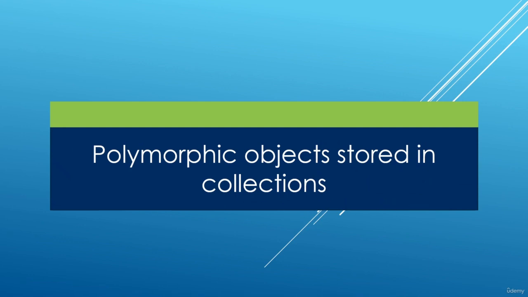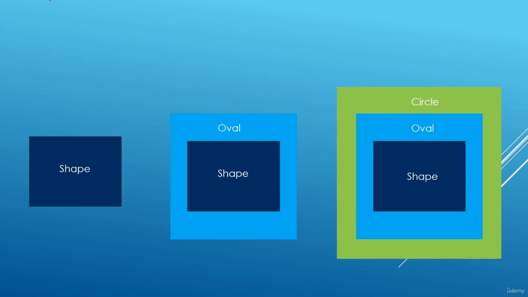In this lecture, we're going to explore what happens if you try to directly store polymorphic objects in a collection like an array. In the last lecture, we have seen that if you assign a derived object to a base object, the data from the derived object is going to be basically sliced off. If you assign an oval to a shape, the oval part of the object is going to be sliced off, and we're going to be left with only shape data that we assign to our shape object.